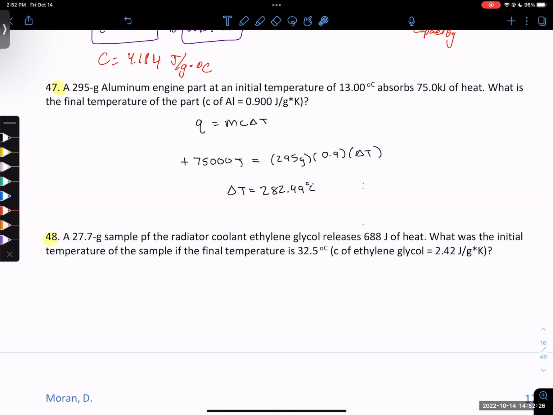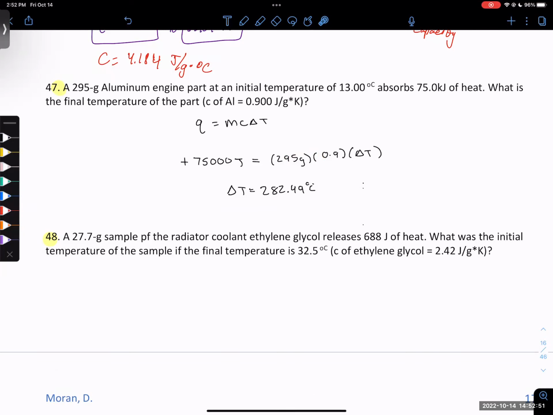But yes, basically, did you just divide the heat, like the 295 times 0.9, divide that by the 75,000? Yeah, so I did 75,000 and I'm trying to isolate delta T, so I'm dividing these two on both sides, so I get 75,000 over 295 times 0.9. Okay, cool. That's what I got too. I was just making sure those were the right steps.